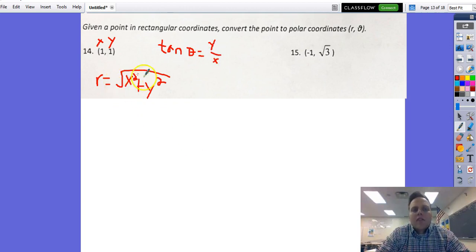So let's start off finding r. R is very simple to find. It's just equal to the square root of x squared plus y squared. So in this case, it's equal to the square root of 1 squared plus 1 squared.